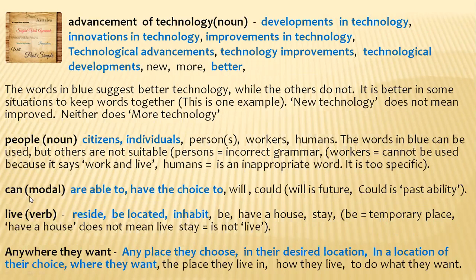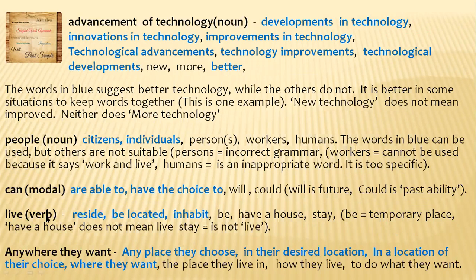The next one is can, the modal verb. We can change that to are able to, have a choice to, choose to. Other things that I do see which are not appropriate are will and could. Will is future. Could is past ability, or possibility. But if we're talking about possibility in the present and in the future, then we use can. Use possibility for could, but not in this situation.